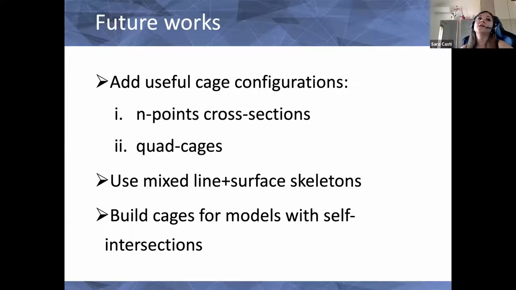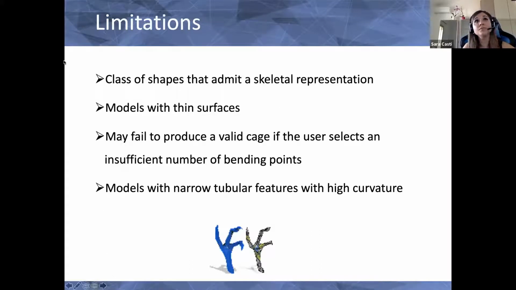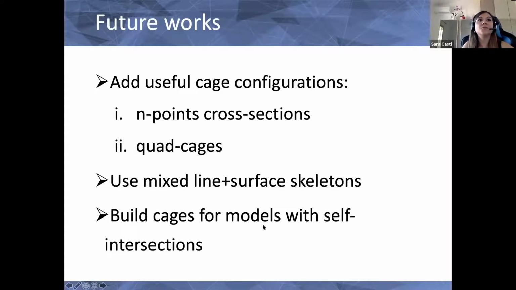Then use the mixed line plus surface skeleton to overcome the issue of models with thin surfaces. And well, build cages for models with self-intersection. This is still a challenging way of building a cage.